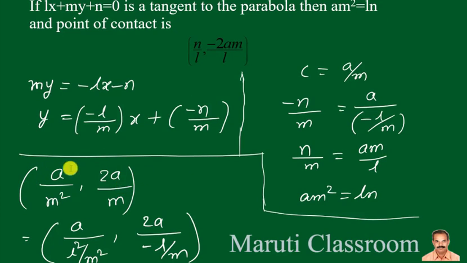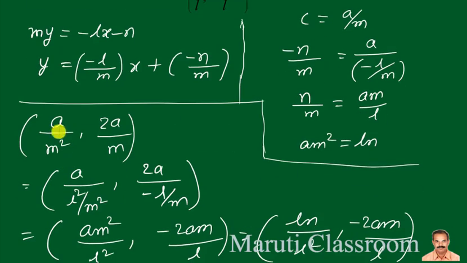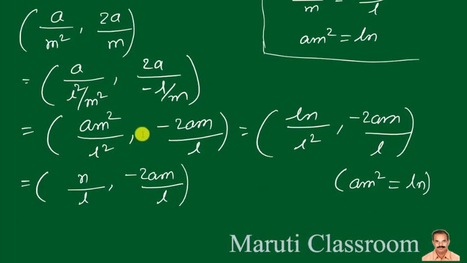At this point also, substitute the m value, which is minus l by m. So a by m square, l square by m square, 2a by l minus l by m. This m square goes to the numerator, so we will get am square by l square minus 2am by l. But from the tangent condition, am square equals ln. In place of am square, write ln by l square, comma, minus 2am by l. One l cancels, then we get n by l, comma, minus 2am by l.